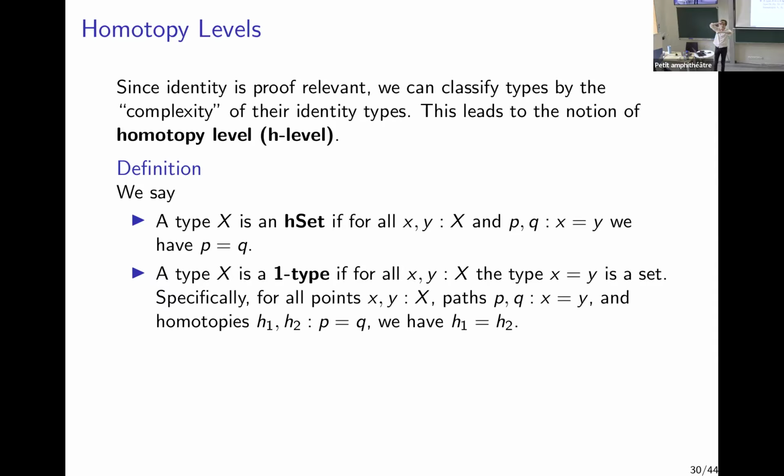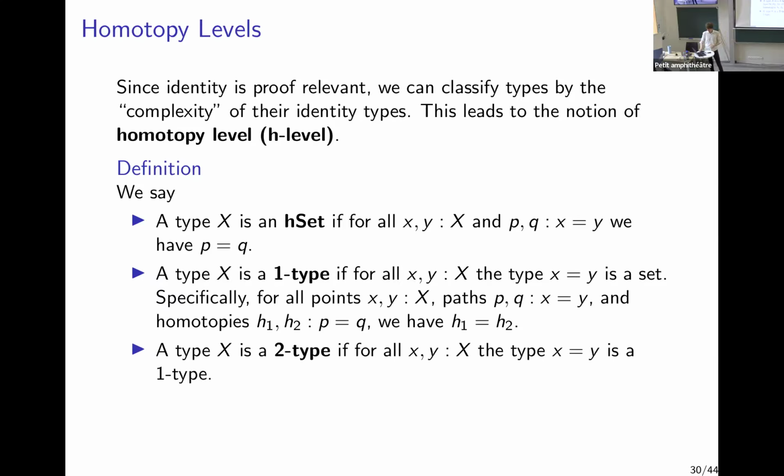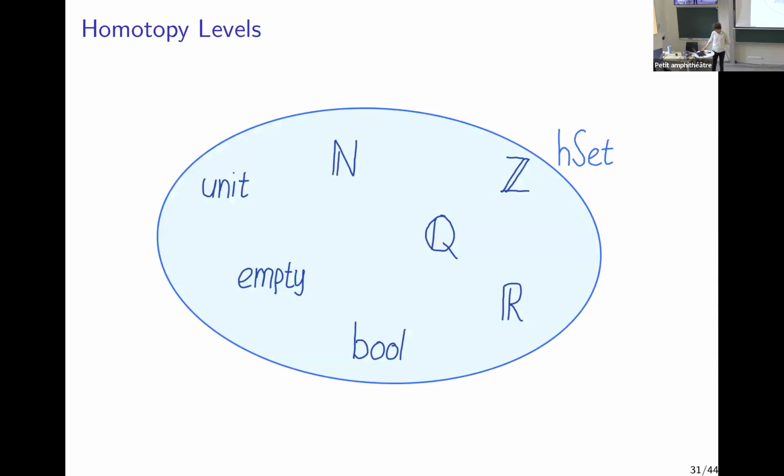So we have points, we have paths, and the homotopies are trivial. And you can make this as high as you want. 2-types, 3-types, whatever, n-types. And one can see this as follows. If we do normal mathematics, then this is often what we see. We just see the world of sets, like Booleans, rational numbers, integers, reals. That is represented in homotopy type theory via a set.